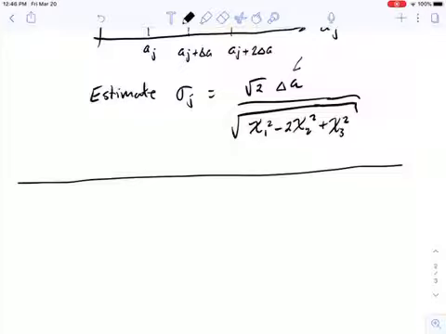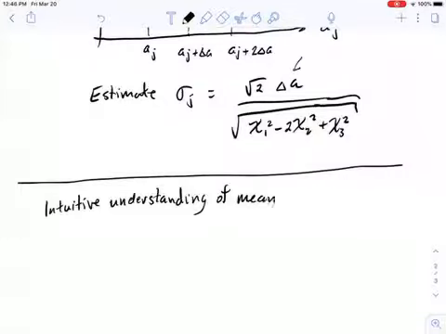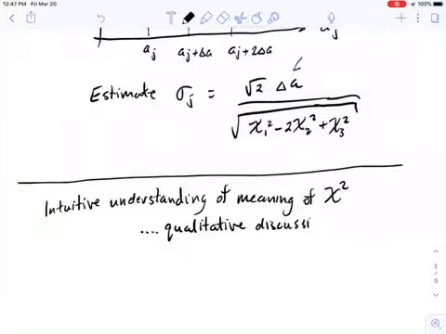Okay, so the next thing I wanted to do in this video is develop, hopefully, an intuitive understanding of the meaning of chi-squared. I'm not going to try to pass this off as a rigorous discussion. Rather, I want to see if we can do a qualitative discussion, or mostly qualitative, and see if we can gain some insights through that.